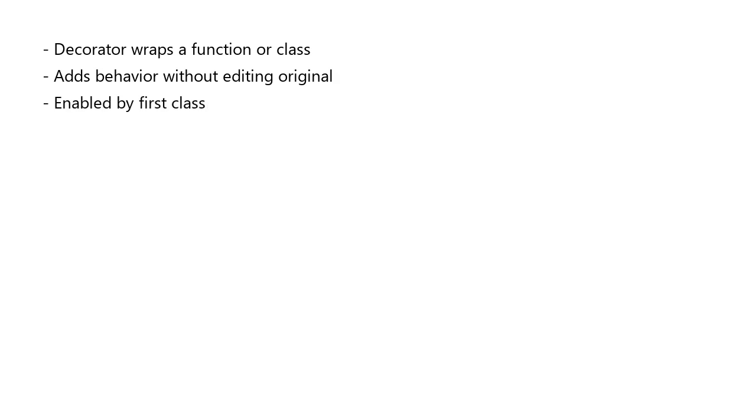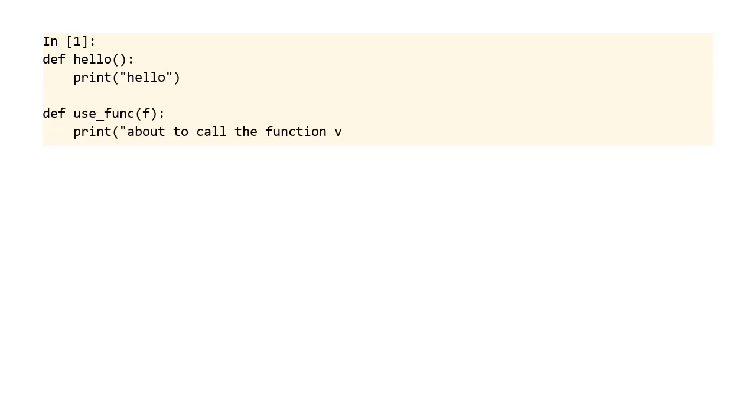A decorator is a callable that takes a function or class and returns a new callable. It attaches reusable behavior like logging or timing without changing the original source code of the target. The idea is driven by the don't repeat yourself principle and separation of concerns. In Python this is natural because functions are first class so we can pass them and return them from other functions. We define a simple function hello.